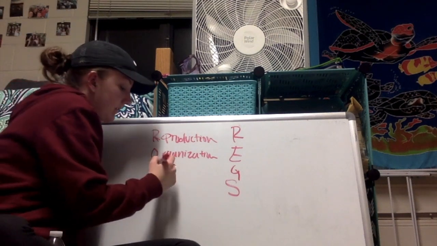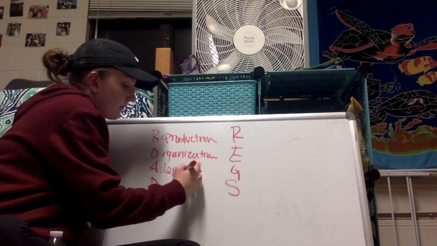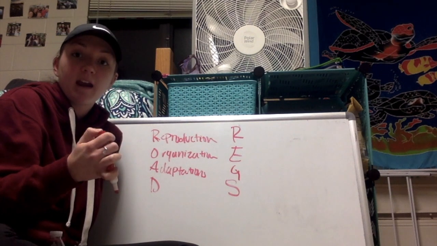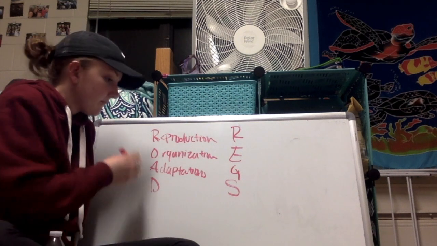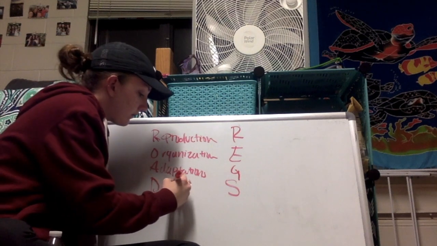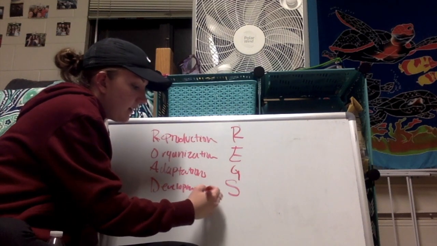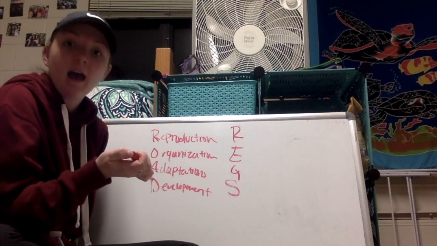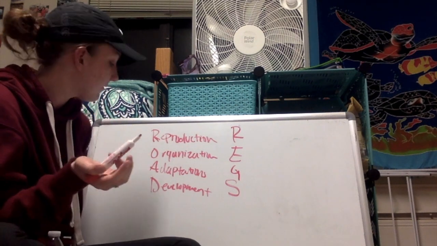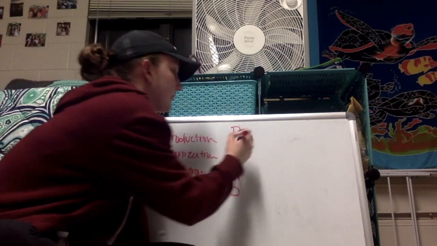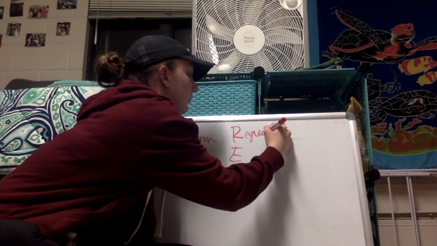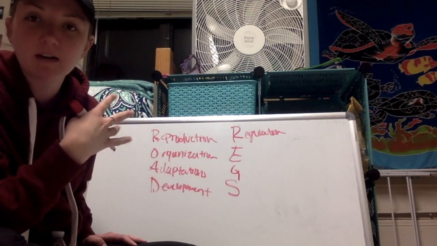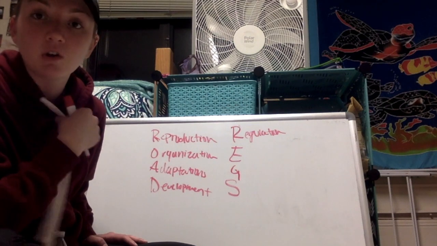And that's the organization of living things. A stands for adaptations. So the heritable traits that aid in sexual and asexual reproduction. And then D stands for development. And development is the differentiation of the organism and its cells as it progresses through life. And then the other R stands for regulation. And that just talks about maintaining homeostasis and maintaining a natural environment.